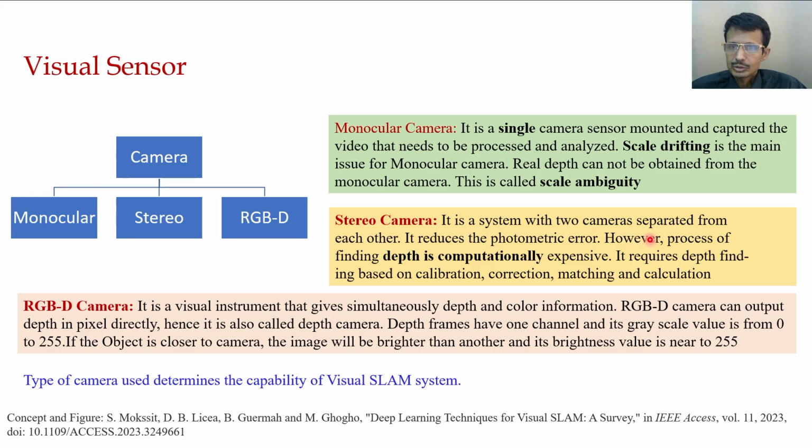The stereo camera is a system with two cameras separated by a baseline, which reduces the photometric error. However, the process of finding depth is expensive. It requires calibration, correction, and matching calculation. Now, the RGB-D camera is also a visual instrument that gives depth and color information simultaneously. The camera can output depth and pixels directly, hence it is also called a depth camera. Depth frames have one channel with grayscale values from 0 to 255. The closer the object is to the camera, the brighter it appears. So these are the types of cameras used in visual-SLAM.